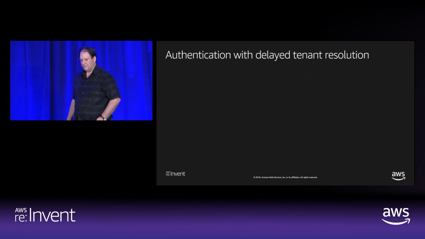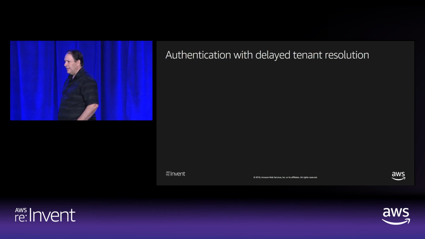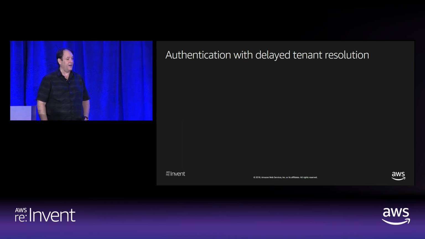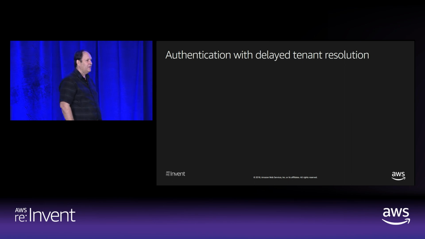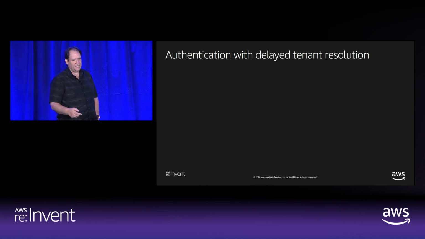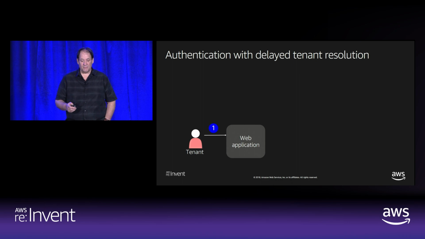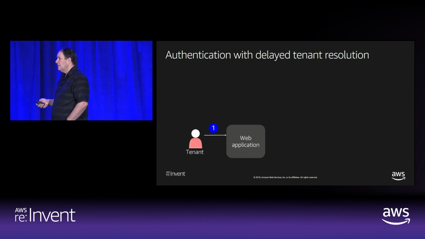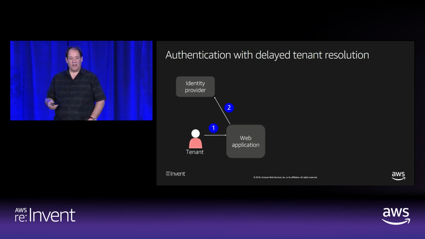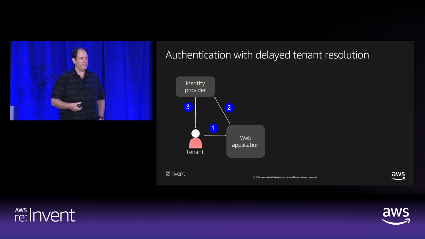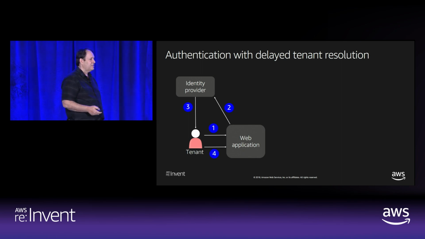Now, authentication. There are a couple of flavors for how we see people authenticate in this world. As we look at getting auth into the environment, the first one I'm talking about is one that I wish didn't exist, but is really common, which is this idea of delayed tenant resolution. In authentication with delayed tenant resolution, I hit my web app. My web app goes to my identity provider, and my identity provider provides back whatever the auth token is to say I want to get in here. I go back to my app.